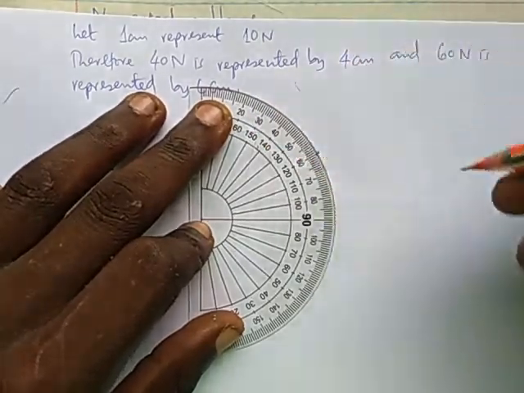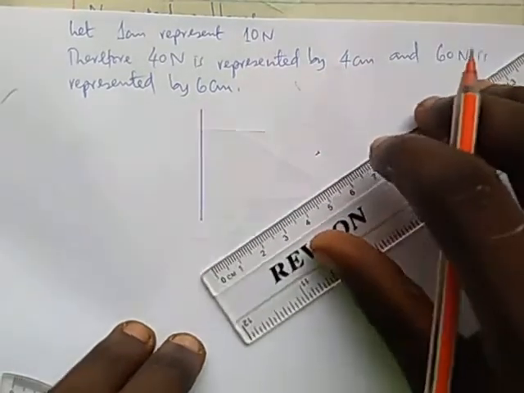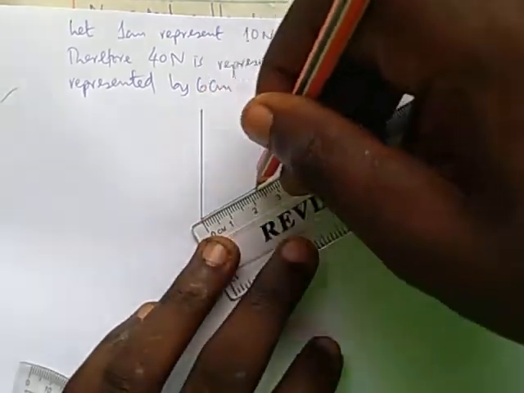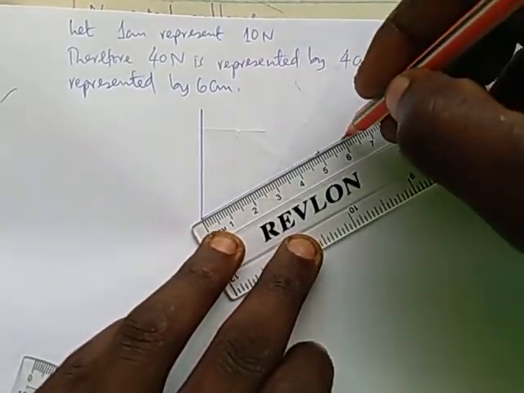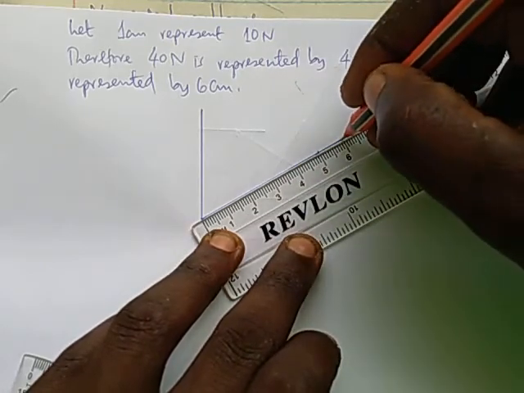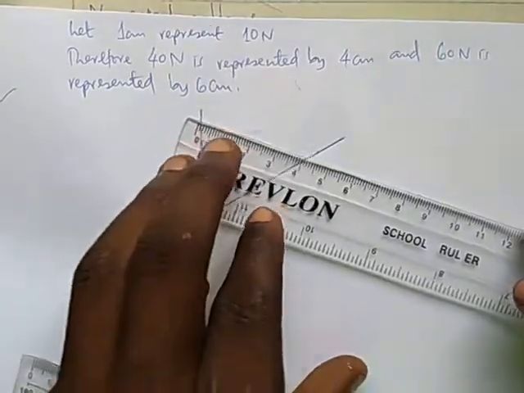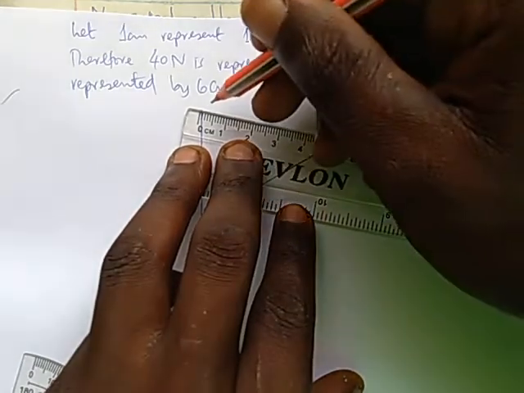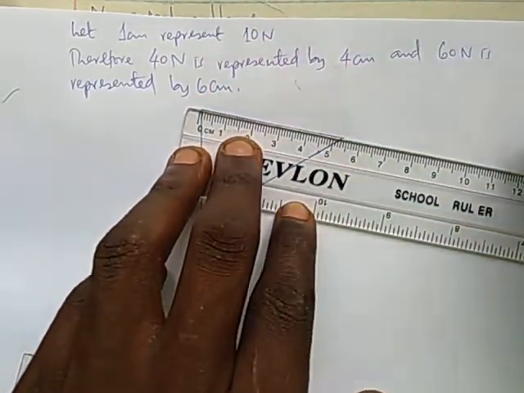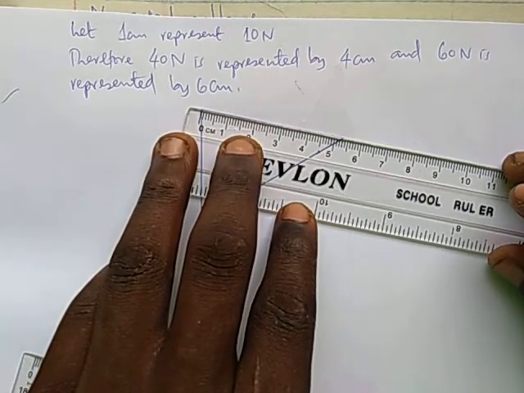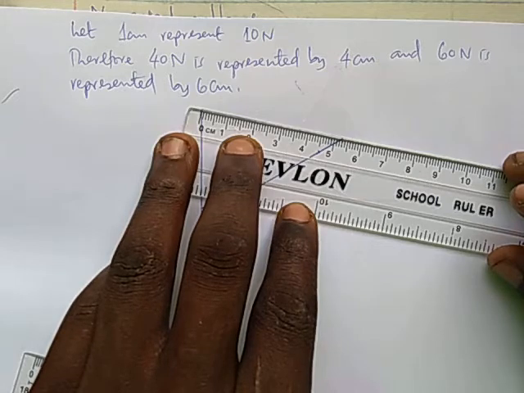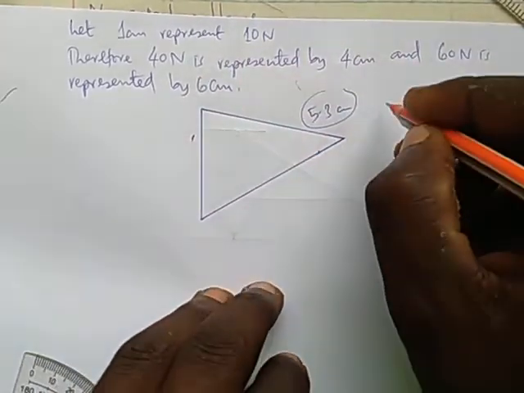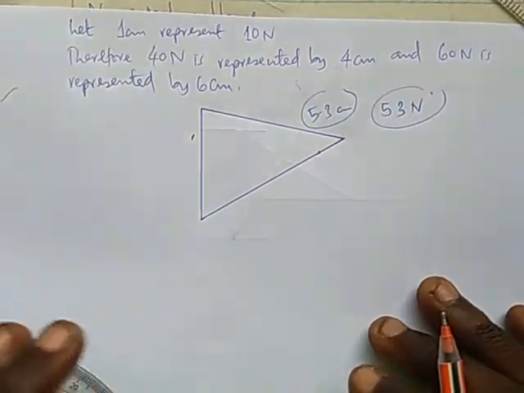So care must be taken. As you know, errors are many, and if you make even a small mistake you have already lost the question. 6 cm. So the 6 cm goes there and reaches up to there. That is the 6 cm. The resultant, I measure, I draw from here. So the resultant will be 5.3 centimeter, which when we use our scale becomes 53 Newton. That will be our answer by triangular law.